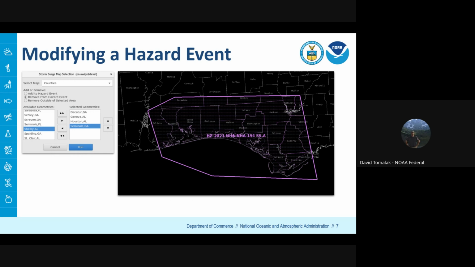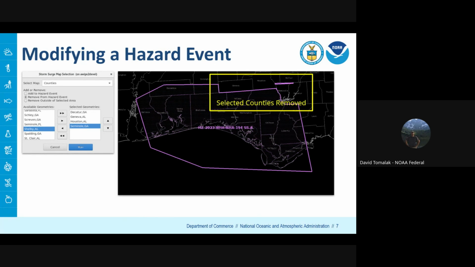Now this shows an example of removing counties with the Modify Storm Surge tool. You can see on the left-hand side, counties was selected on the map. The user chose Shelby, Alabama in the selected geometries, and then the tool goes ahead and makes that modification. So I want to go to the next slide. And then you can see that the counties are removed. I guess I should have said one more click. All right, next one.